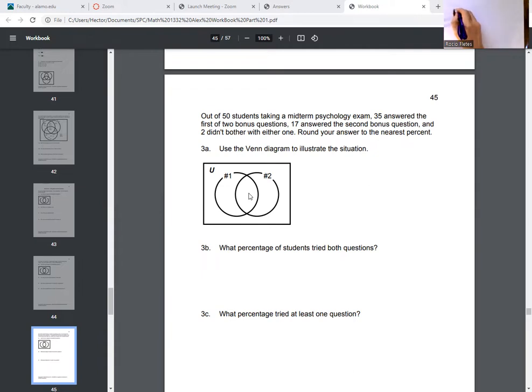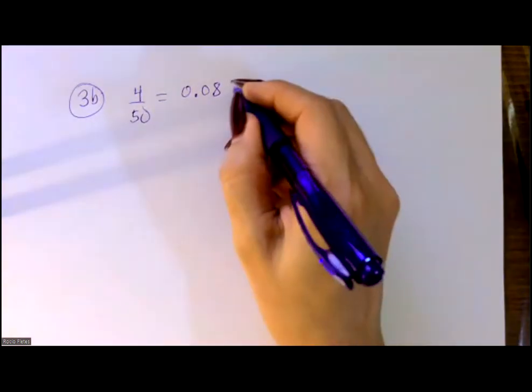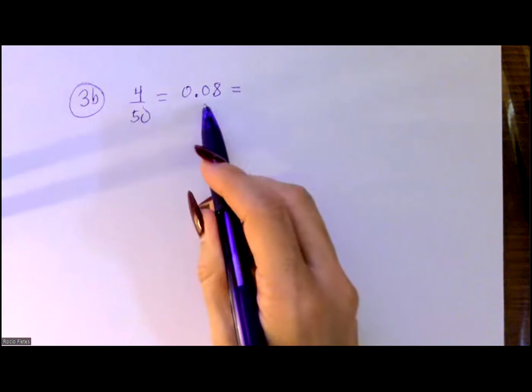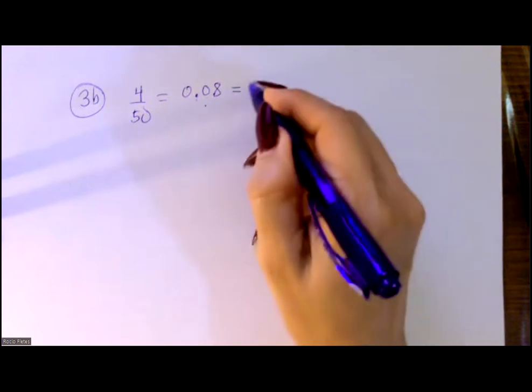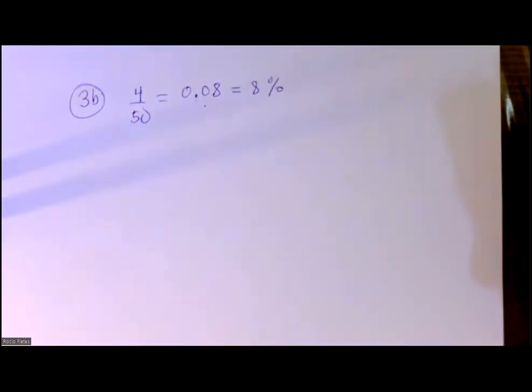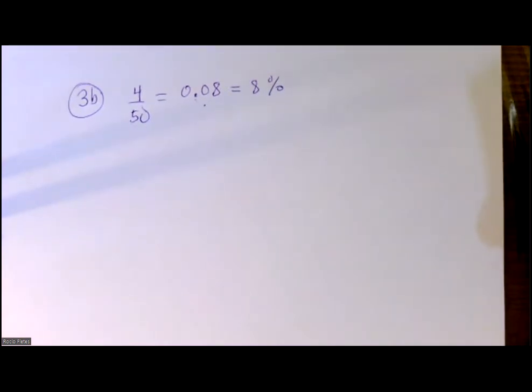Because remember, 3a was just drawing the Venn diagram, so 3b is going to be 4 out of 50. And so when we divide, that's going to give us 0.08 in decimal form. But if you want to convert to percent, you need to multiply by 100. So if you multiply by 100, that's going to move the decimal 2 places, right? So it's going to be 8%. So for 3b, we have 8%, right? So 3b is 8%.